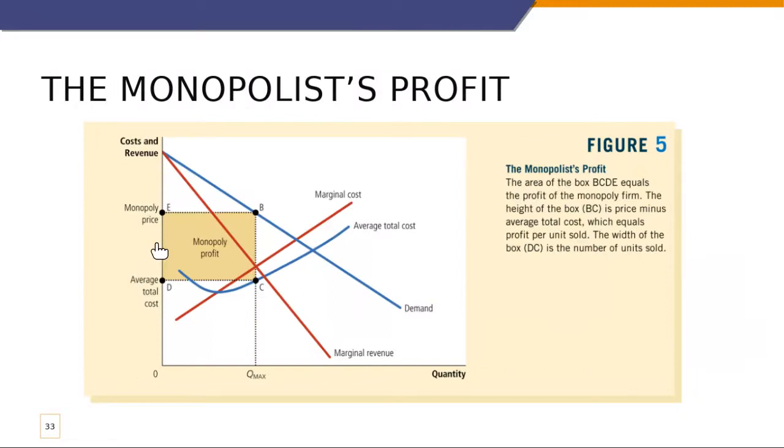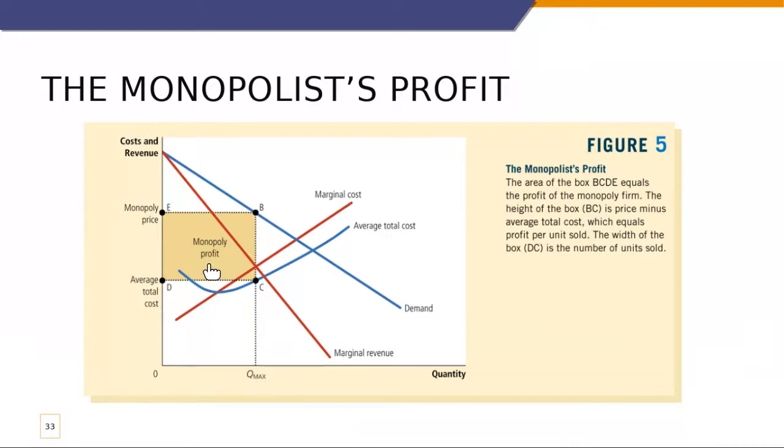Now we can look at this from another angle then. You can see here, if we zoom in, the next question is how much profit does the monopolist make? Well, we go from the price that the monopolist set at B, and we find where our average total cost is at this point, which is point C. This is the point at C for this quantity produced. And the difference between the monopoly price and the average total cost times the quantity produced equals our monopoly profit.